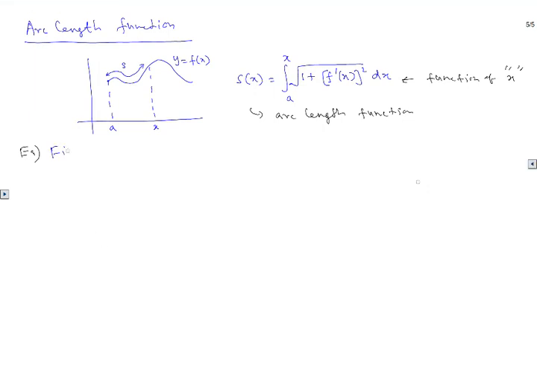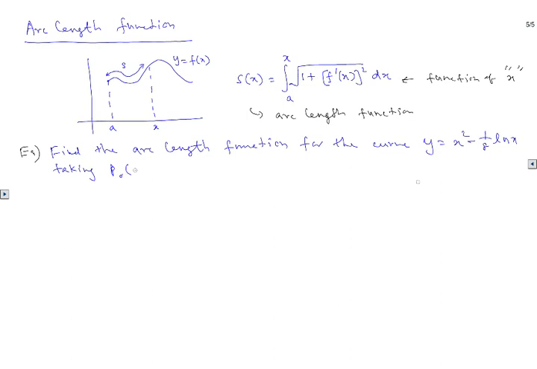So let's say, find the arc length function for the curve y equal x squared minus 1 over 8 ln x, taking P naught, the starting point, as (1, 1).